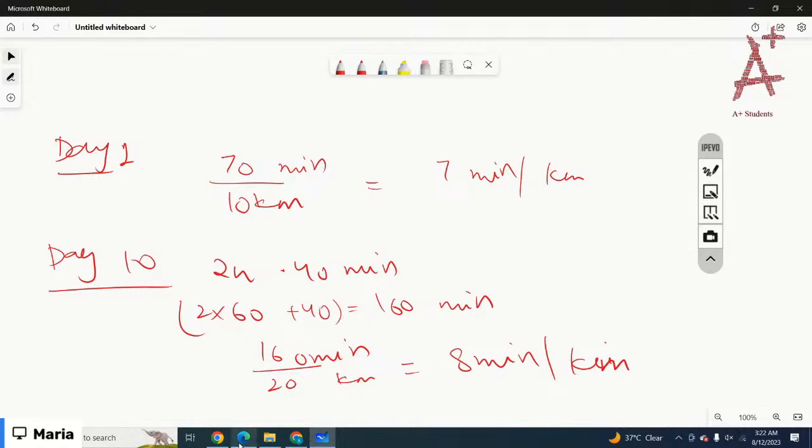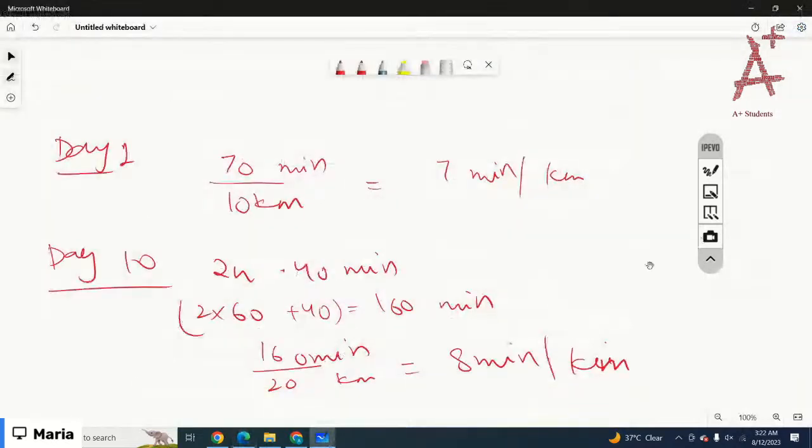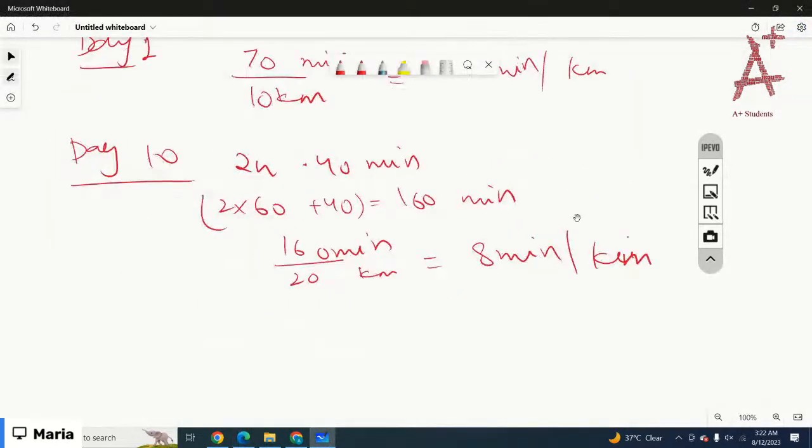Okay, then for day 20, it is 4 hours 15 minutes. Just convert 4 hours 15 minutes to minutes.